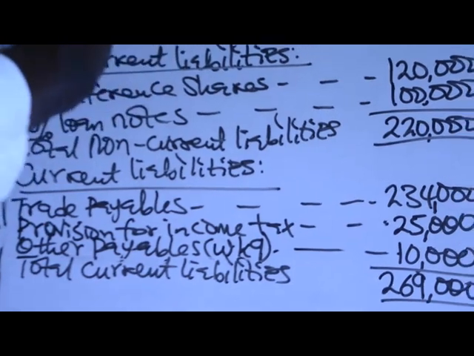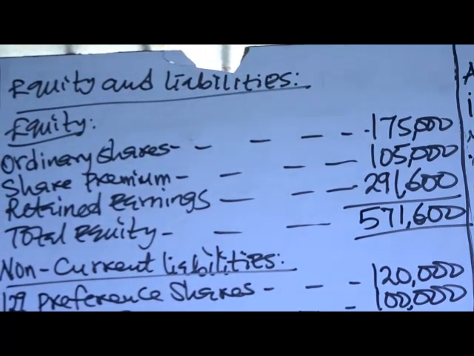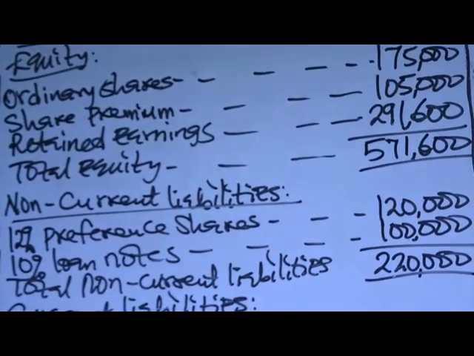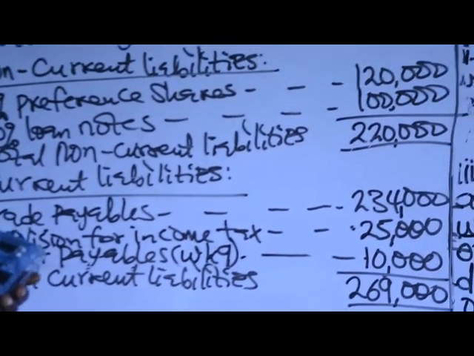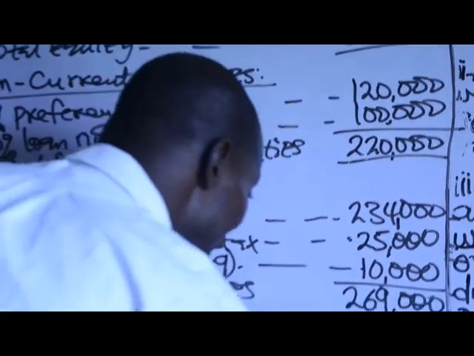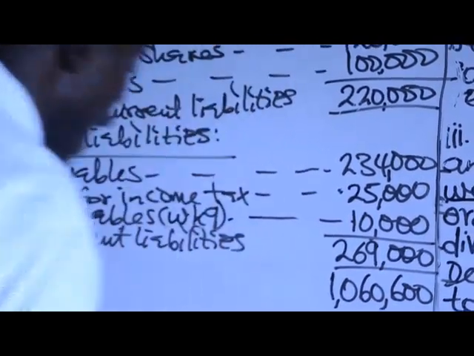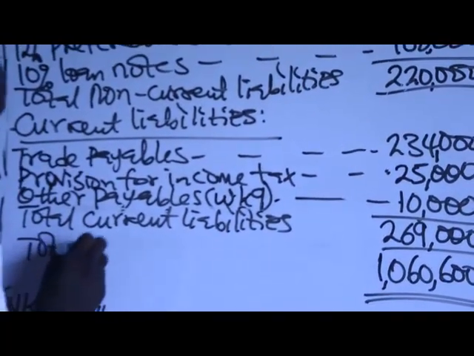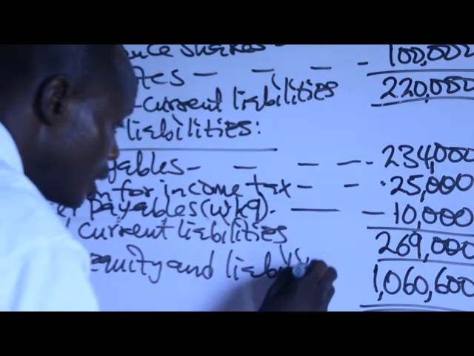You have equity and liabilities. Equity is totaled 571,600, plus the non-current liabilities totaled 220,000. Then we have current liabilities, which is 269,000. Then you have the total equity and liabilities to be 1,060,600, which agrees with our total assets.